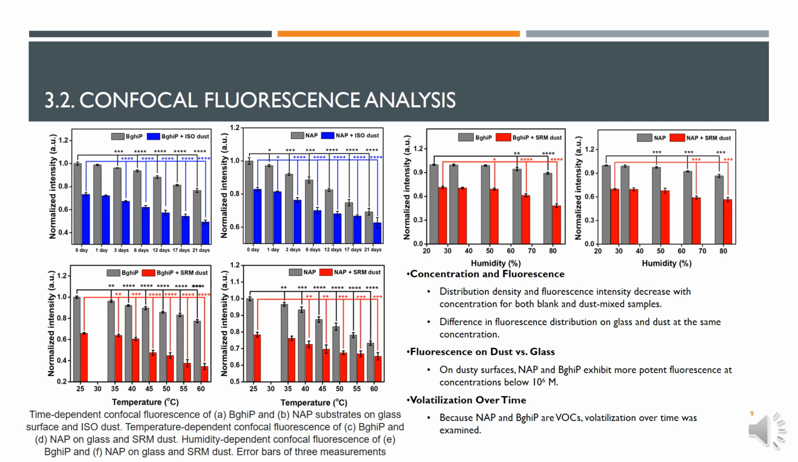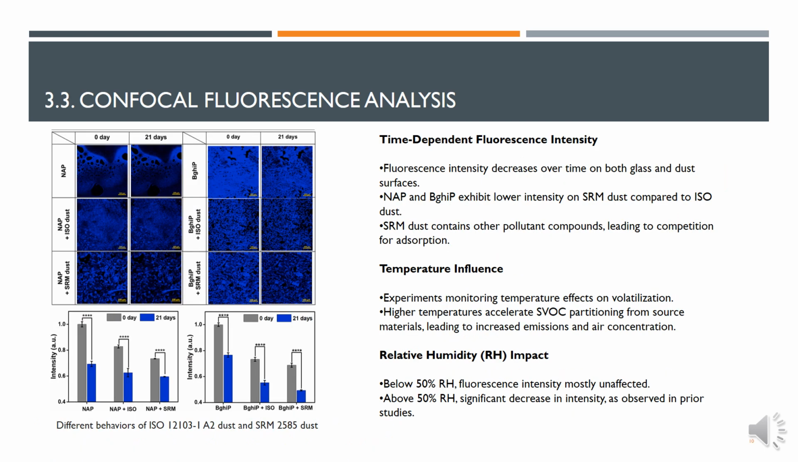Fluorescence studies over time revealed that higher temperatures promote emission of SVOC particles more readily from source materials into the air. Moreover, the influence of relative humidity demonstrates that a relative humidity level above 50% resulted in a notable decrease in fluorescence intensity, potentially indicating increased emissions and exposure with higher temperature and humidity levels.